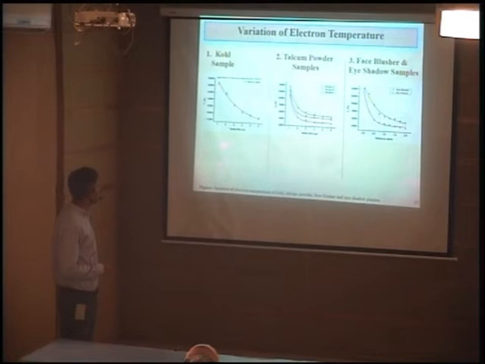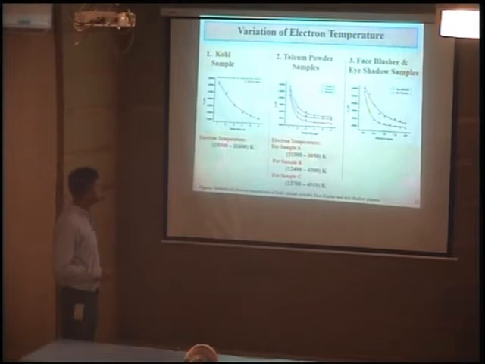We have found that the electron temperature for kohl ranges from 15,500 to 11,600 Kelvin. For talcum powder samples, for sample A it varies from 11,000 to 3,050 Kelvin. For sample B it varies from 12,400 to 4,300 Kelvin, and for sample C it varies from 13,700 to 4,910 Kelvin.